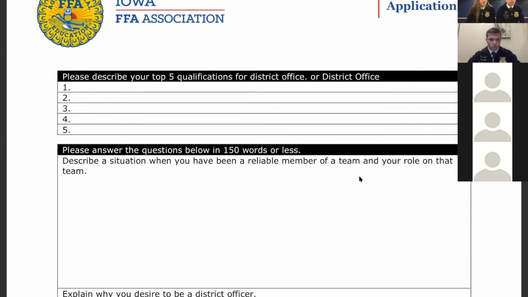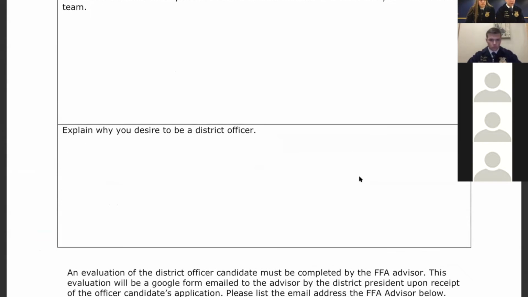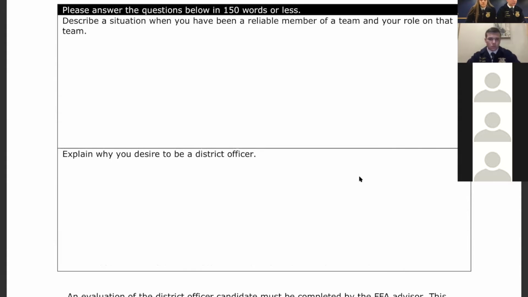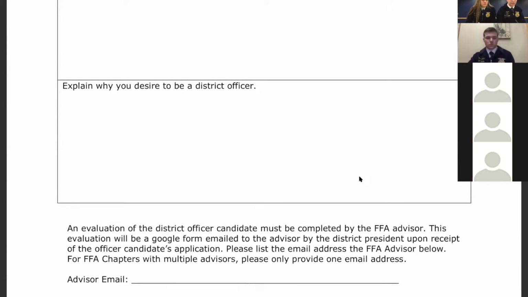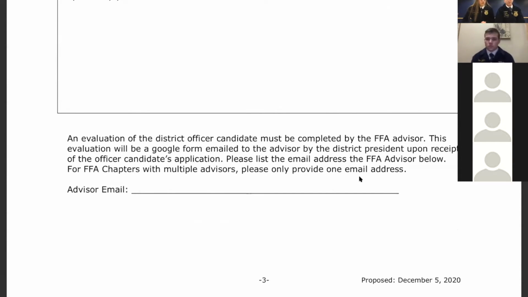On to the next page. This is your top 5 qualifications for district office. Those are the qualifications that you personally are going to bring to district office. Answering the questions below, you're going to describe a situation when you have been a reliable member of a team and your role on that team, and then explain why you desire to be a district officer. So pretty simple questions. Just answer those in 150 words or less. Like I said, you don't want to get too wordy for the nominating committee. And then you'll put your advisor's email on there. A form will be sent to your advisor to fill out. It's just like an evaluation form, not really too big of a deal, but they will need to do that.